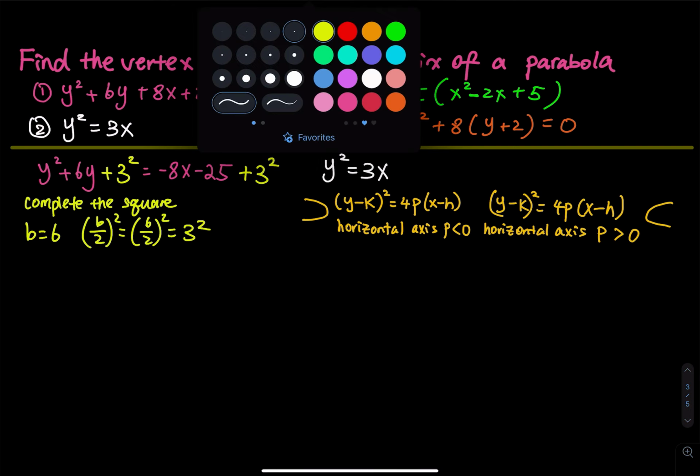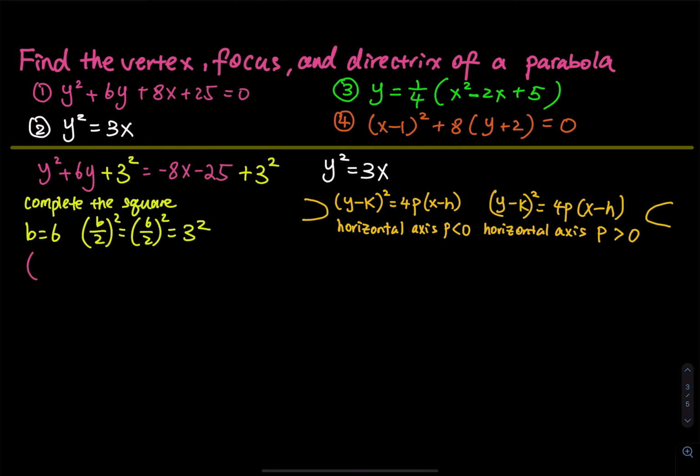After you add the 3 squared, the left hand side becomes y plus 3 squared, and the right hand side becomes negative 8x. Negative 25 plus 9 is negative 16, and then I will factor out a negative 8. y plus 3 squared equals negative 8, and then you have x plus 2.